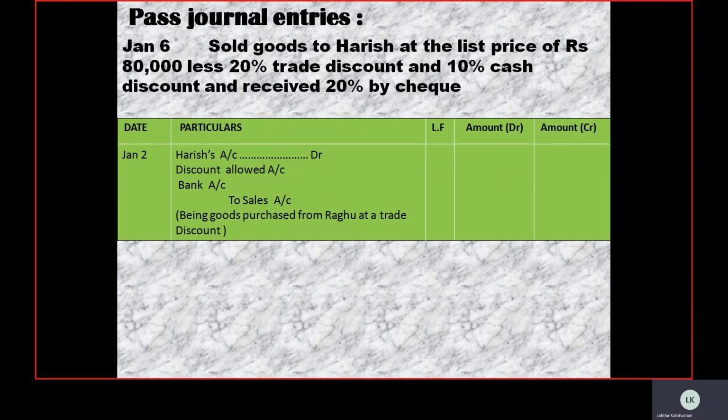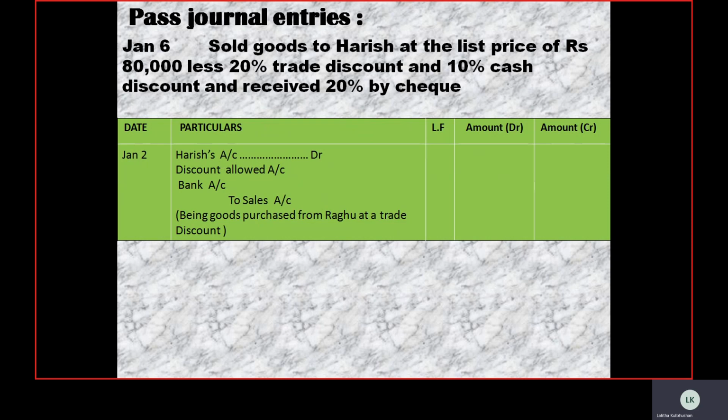So the journal entry here is going to be Harish account debit, discount allowed account debit, bank account debit, to sales account credit. Okay children, make a note of this. The date should be Jan 6 instead of 2. Just make a correction for this. So Harish account debit, why is it being debited over here? Because Harish is a debtor for the 80% of the amount which is still unpaid.